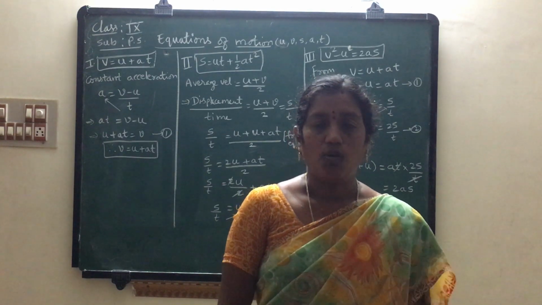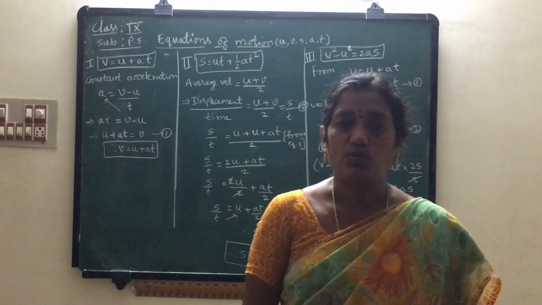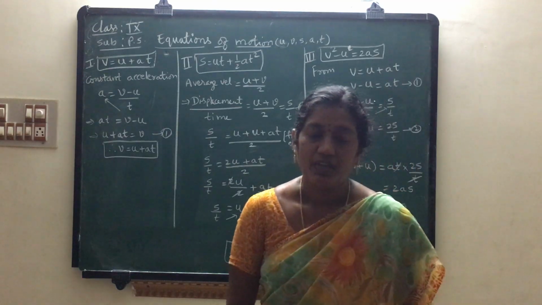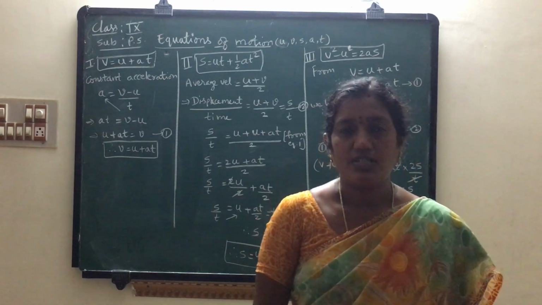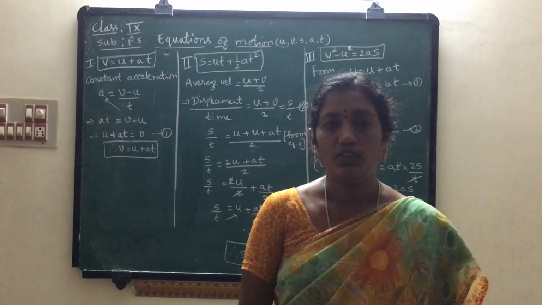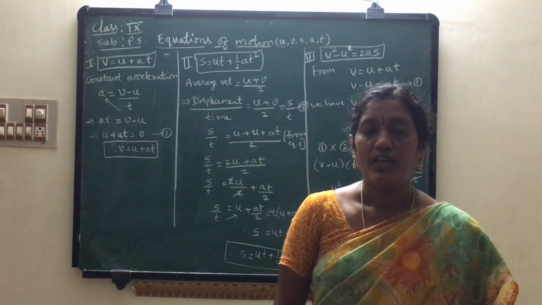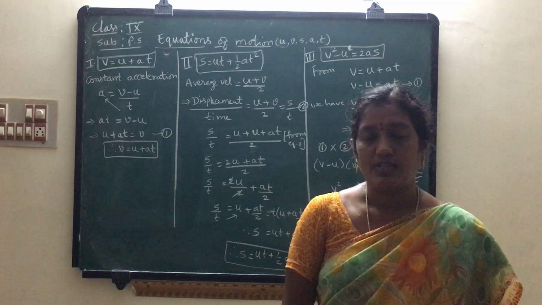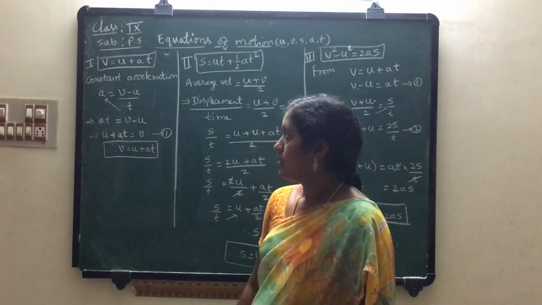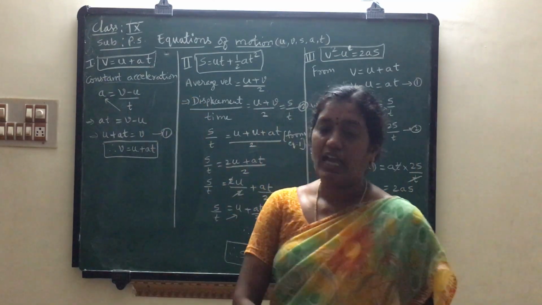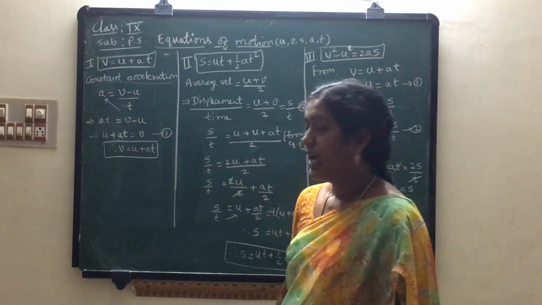Okay children. Now I will derive the first equation of motion, that is v is equal to u plus at. First of all, consider an object which is moving with some initial velocity u and final velocity v with some acceleration a within time t seconds. We have to assume that the object is moving with constant acceleration.